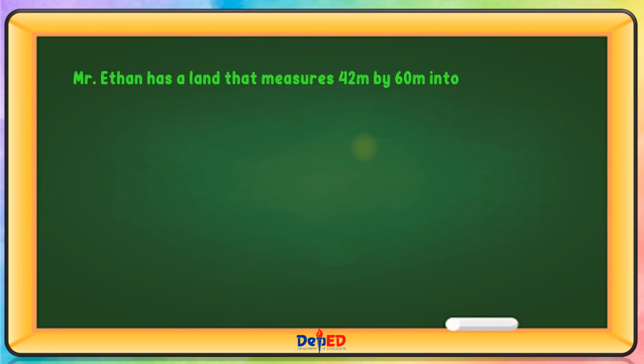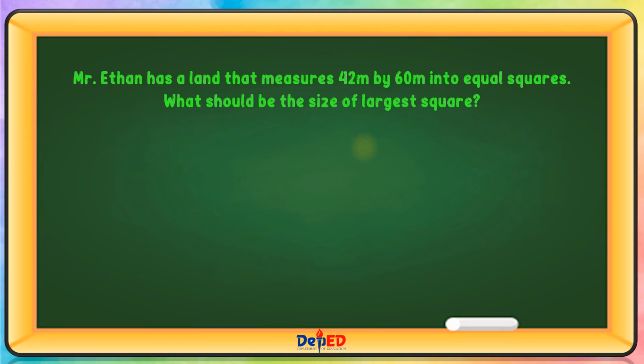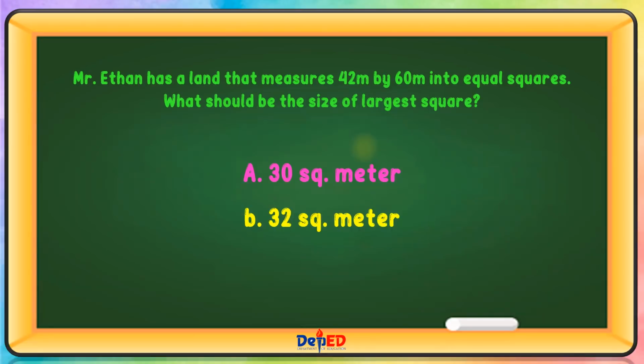Mr. Ethan has a land that measures 42 meters by 60 meters to be divided into equal squares. What should be the size of the largest square? A. 30 square meters. B. 32 square meters. C. 34 square meters. Or D. 36 square meters. The correct answer is D.